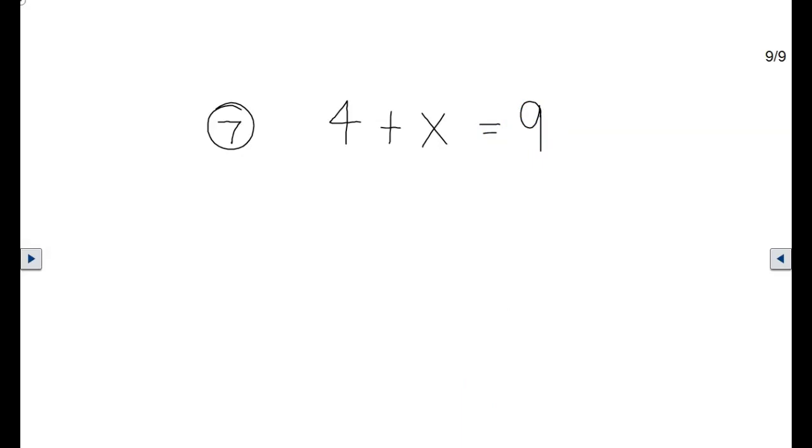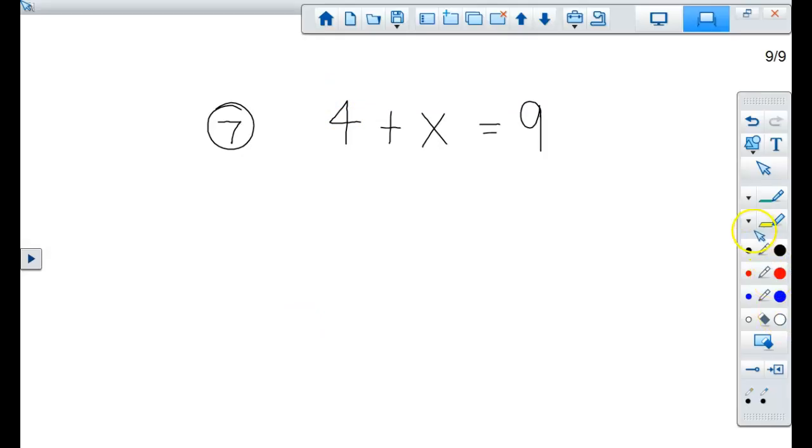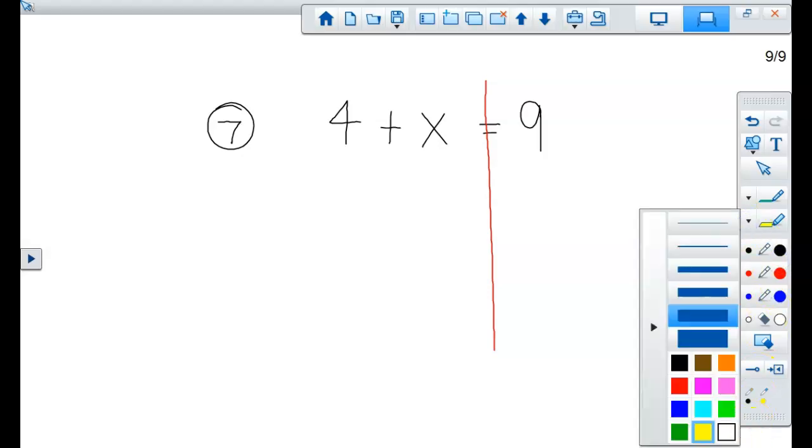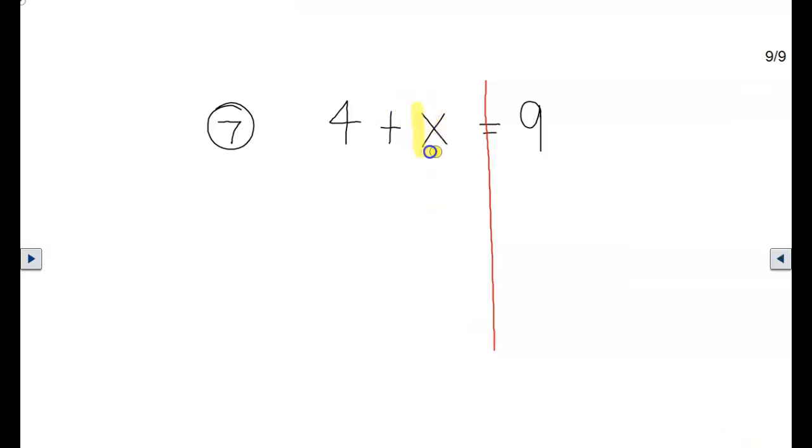Now, you'll notice what makes this one a little bit different is the fact that usually we have the variable first. Okay, so we're going to do the same thing. We're going to draw our line through the equal sign. So we'll start with that. We're going to keep in mind that we want to get this x by itself.